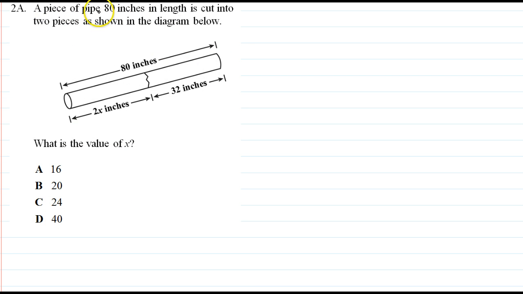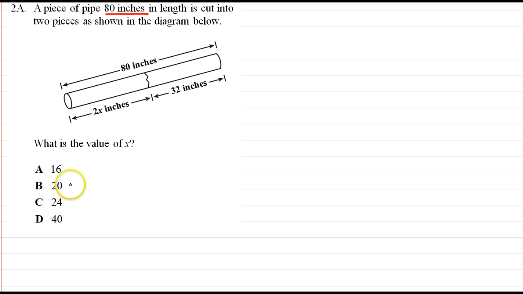Alright, 2A, a piece of pipe is 80 inches in length and is cut into 2 pieces as shown in the diagram below. What is the value of x? And so what we have here is we have this piece of the pipe plus this piece, and that's going to have to equal 80 inches. So like before, if you didn't want to go through and solve this, you could just pick a number here and plug it in and see if it works.